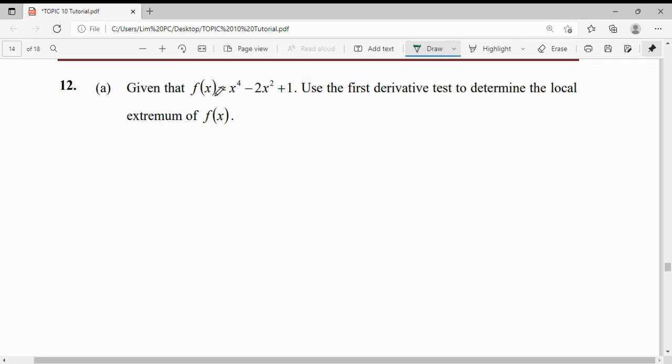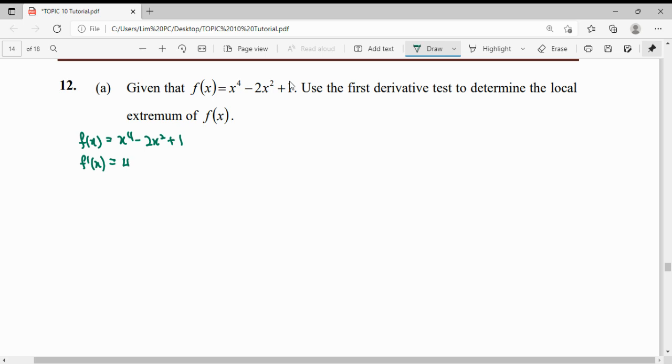Question 12a, given a function here, we are going to use the first derivative test to determine the local extremum for this function. Before we get to the local extremum, we have to find the stationary points of this function. For f(x) equals x to the power 4 minus 2x squared plus 1, we're going to differentiate. We're going to find its first derivative.